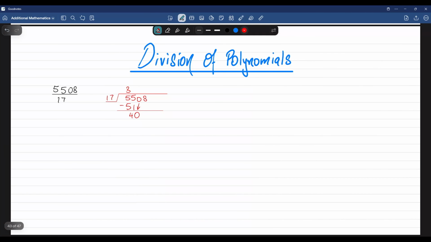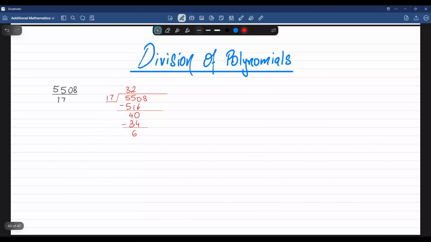Now, is 40 greater than 17? Yes, it is. And the reason why I brought this 0 down is because we can't simply divide 4, because 4 is lesser than 17. So now we have 40. Now what we do is find something in the 17 table which is near to 40. So 17 times 2 is 34. So we just take that 34 here and then subtract it. Now we have 6.